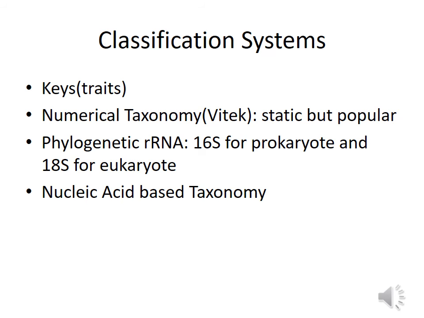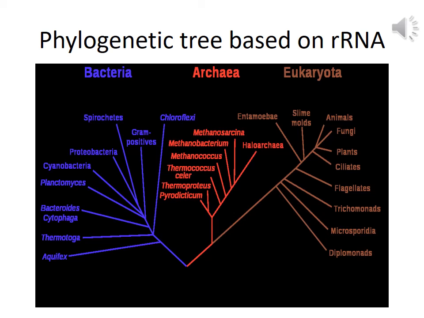A phylogenetic tree based on ribosomal RNA is shown. Bacteria have 16S ribosomal coefficient while eukaryotes have 18S ribosomal coefficient. In between is the domain Archaea, which has 16S ribosome. These Archaea are usually non-pathogens and they are able to survive extremes of conditions.